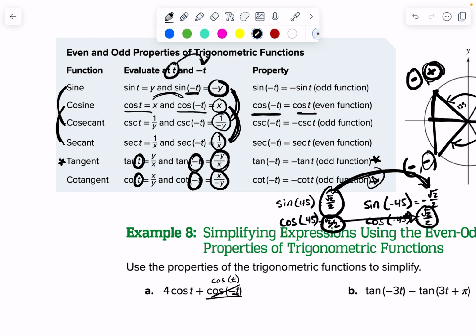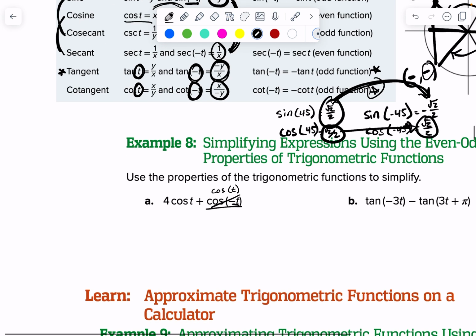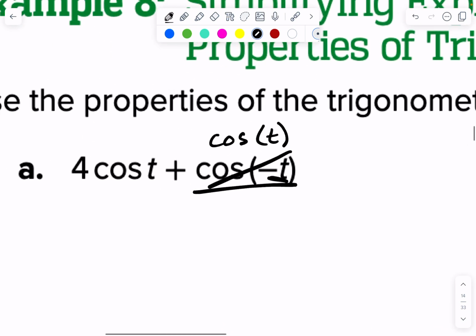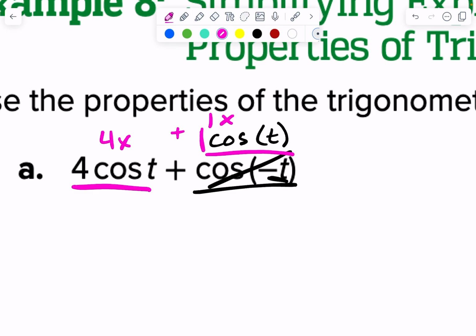Cosine of negative t is equal to cosine of positive t. Those two don't change sign. So I can just insert cosine of t in for that to swap them out. And then I have 4 cosine of t plus cosine of t. And this has like an imaginary 1 in front of it. And this is just like adding 4x plus 1x, right? That would be 5 cosine t's.